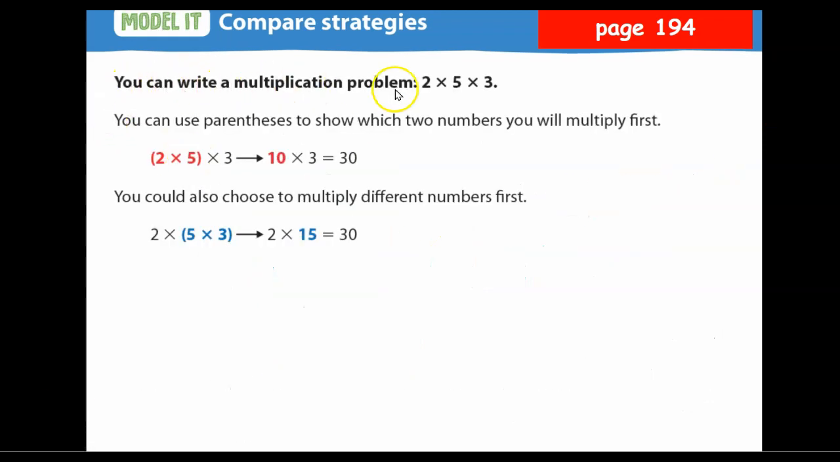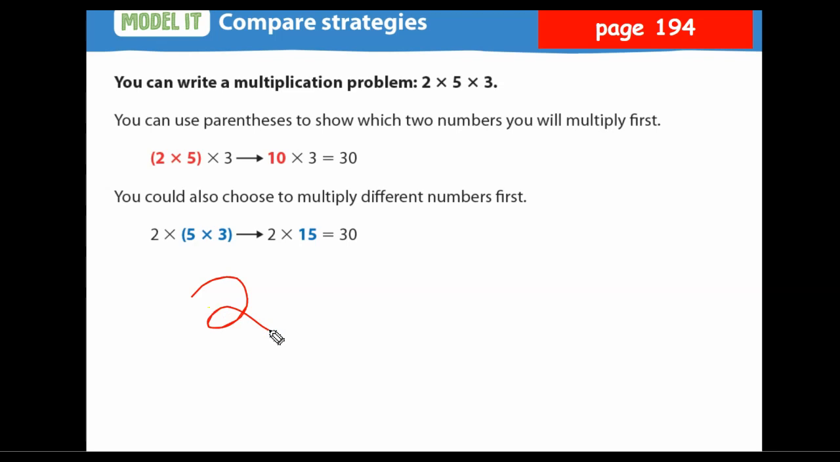It says you can write a multiplication problem 2 times 5 times 3. You can use parentheses to show which 2 numbers you'll multiply first. You could also choose to multiply different numbers first. So here, this will make sense. The reason why they put the 2 first, how many gloves?